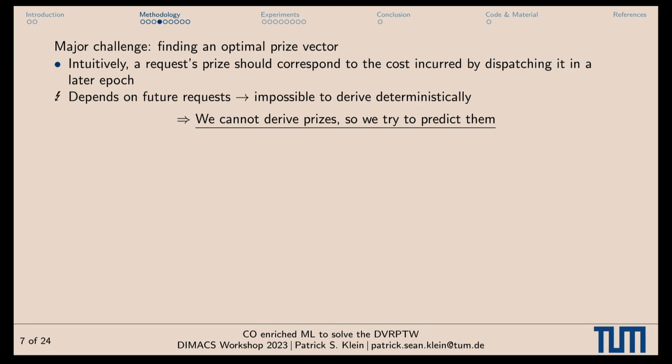So thinking about it intuitively, a request's price should roughly correspond to the cost that is incurred by dispatching it in a later period, because that's what we end up saving by providing service to the request now. We do not have to provide service to it at a later point in time. This, however, depends on future requests and is thus impossible to derive deterministically, because it's a stochastic problem. That information is not available to us at decision time. So since we cannot derive these prices deterministically, we try to predict them instead.